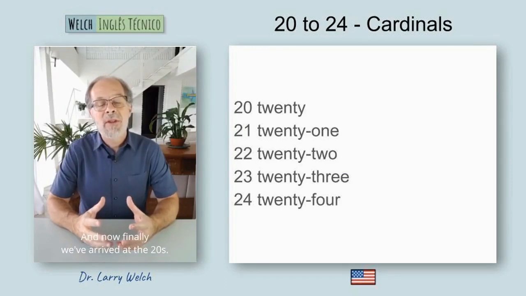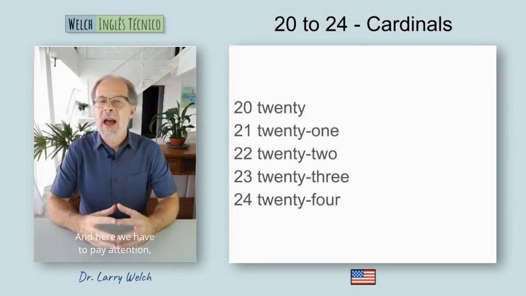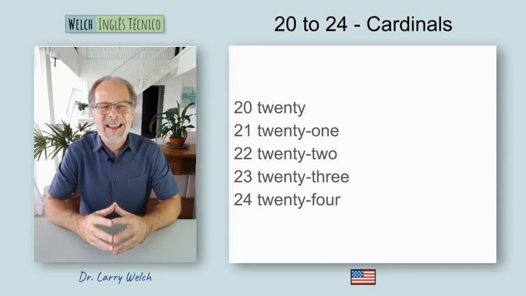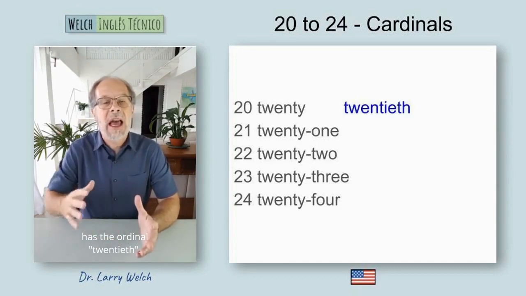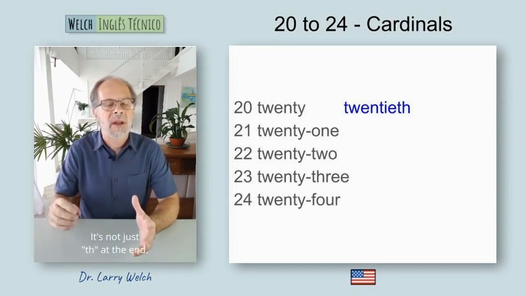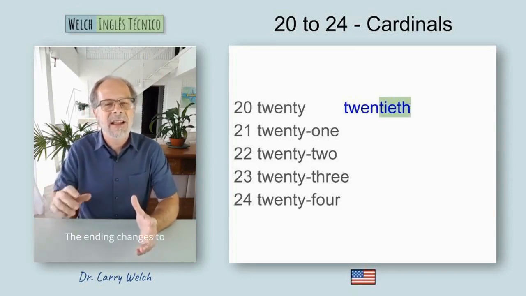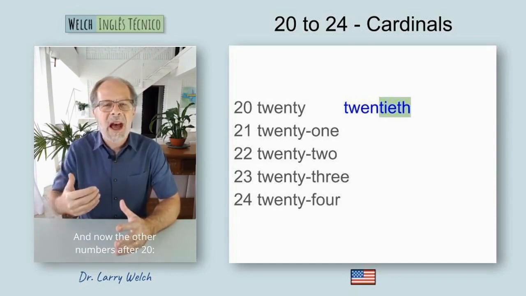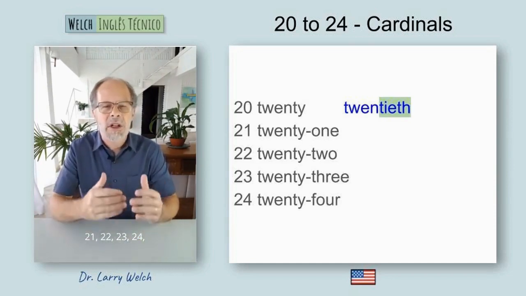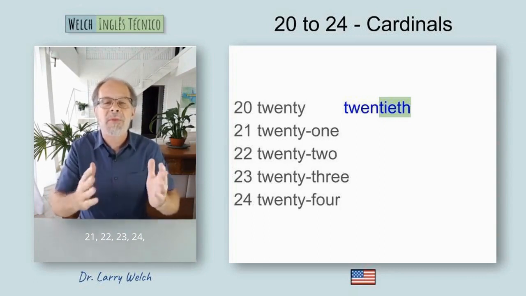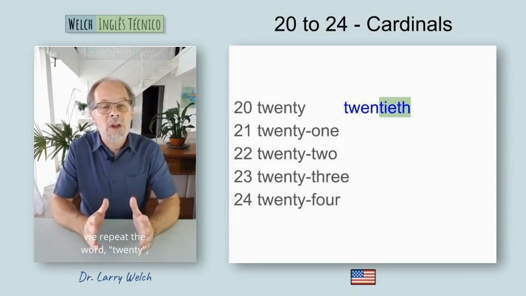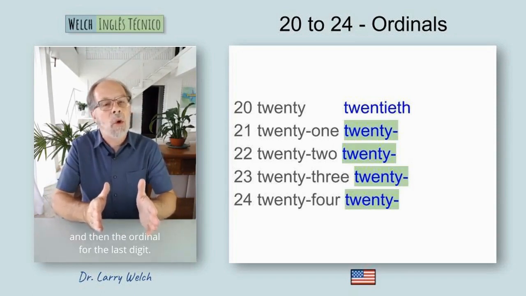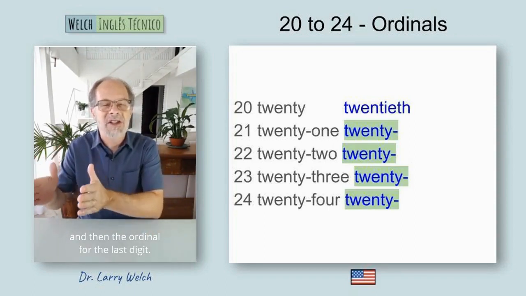And now finally we've arrived at the 20s. And here we have to pay attention because 20 has the ordinal 20th. It's not just th at the end. The ending changes to ieth. And now the other numbers after 20, 21, 22, 23, 24, we repeat the word 20 and then the ordinal for the last digit.